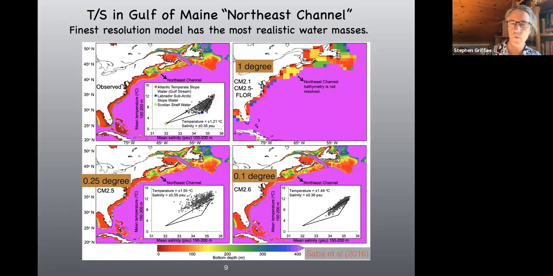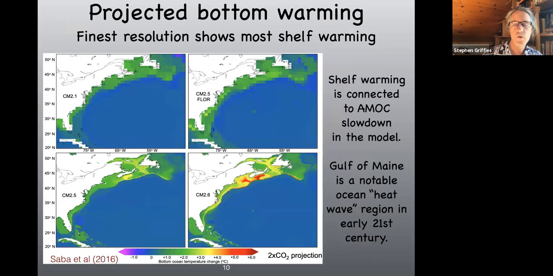So let's see what this model does when we warm it and reduce the AMOC. The finest resolution model, the 10th degree model, which resolves these channels and these embayments, gets a tremendous warming, up to 5 or 6 degrees in those regions where the other models don't get much at all. And as I said earlier, observed warming in this region is getting upwards of a few degrees. So the idea that over the course of this century we're going to get to 5 or 6 degree warming in the Gulf of Maine is very much a concern for the fisheries people. And so the fisheries people have taken this simulation and done extensive studies, both off the east coast of the US and the west coast and around the world, with ocean heat waves and the impact on fisheries.